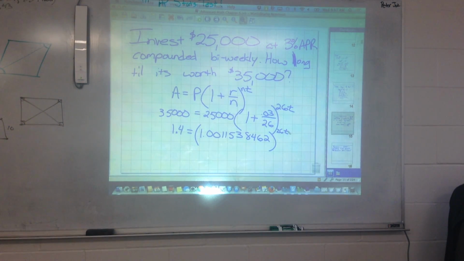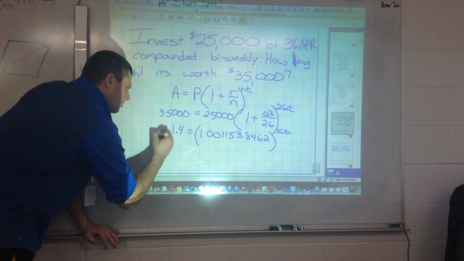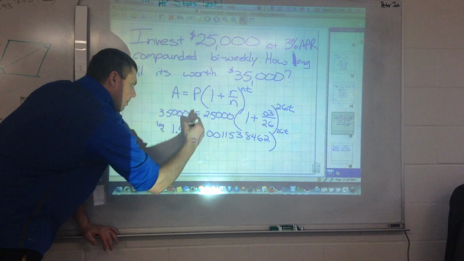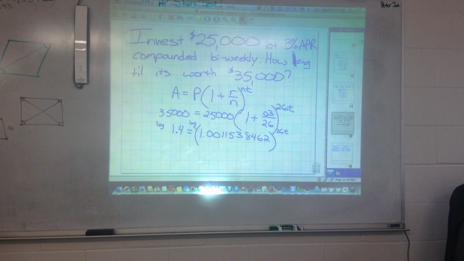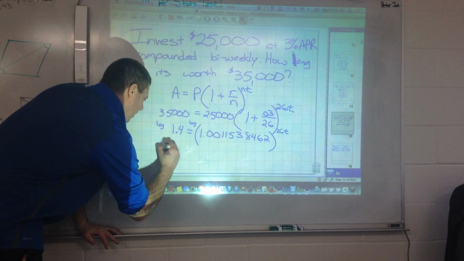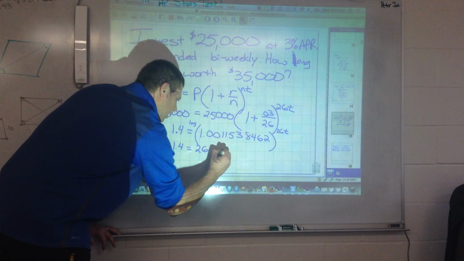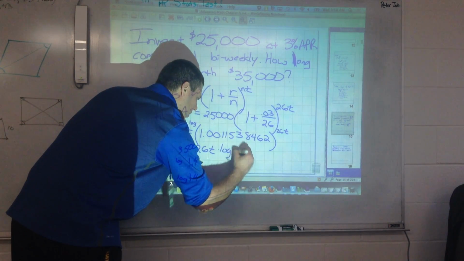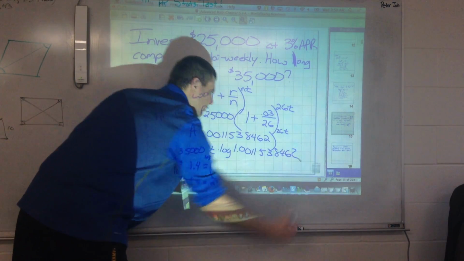Derek says log it. Why? Get the exponent out of the top so we can bring the exponent down. Okay? So I'm going to log both sides, because then I can bring the 26t out to the front. So now I have the log of 1.4 equals 26t times the log of 1.0011538462.